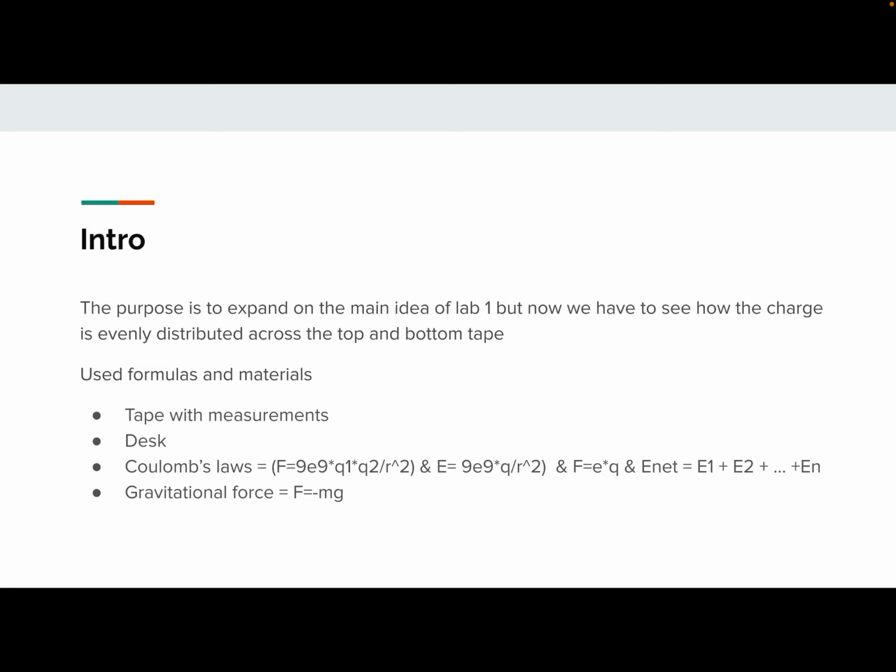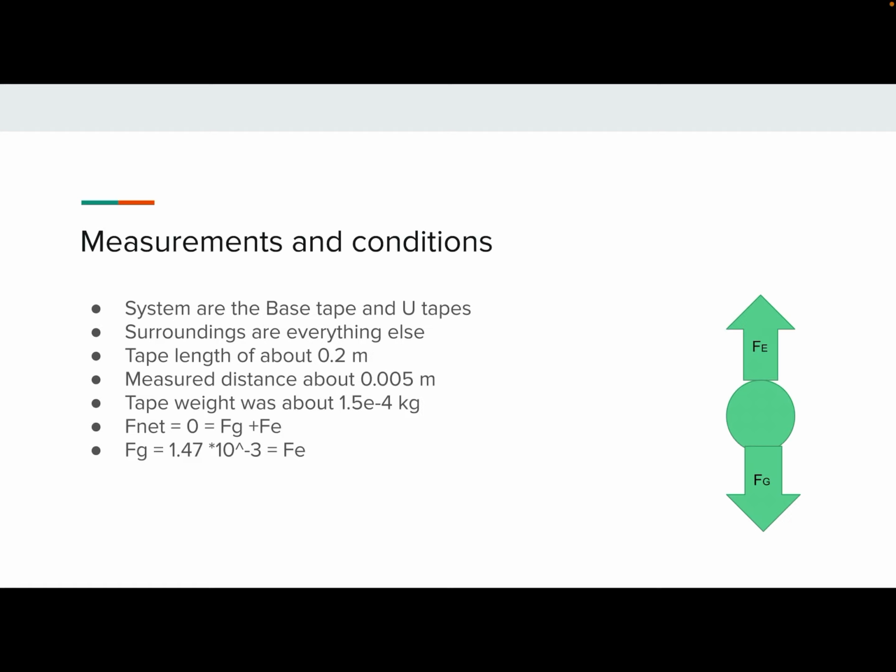The only additional change in formulas that I included was how to calculate a net E field, which is the addition of all E fields in the system. So, the measurements and conditions. The system is the base tape and the U tapes. Then the surroundings are everything else.